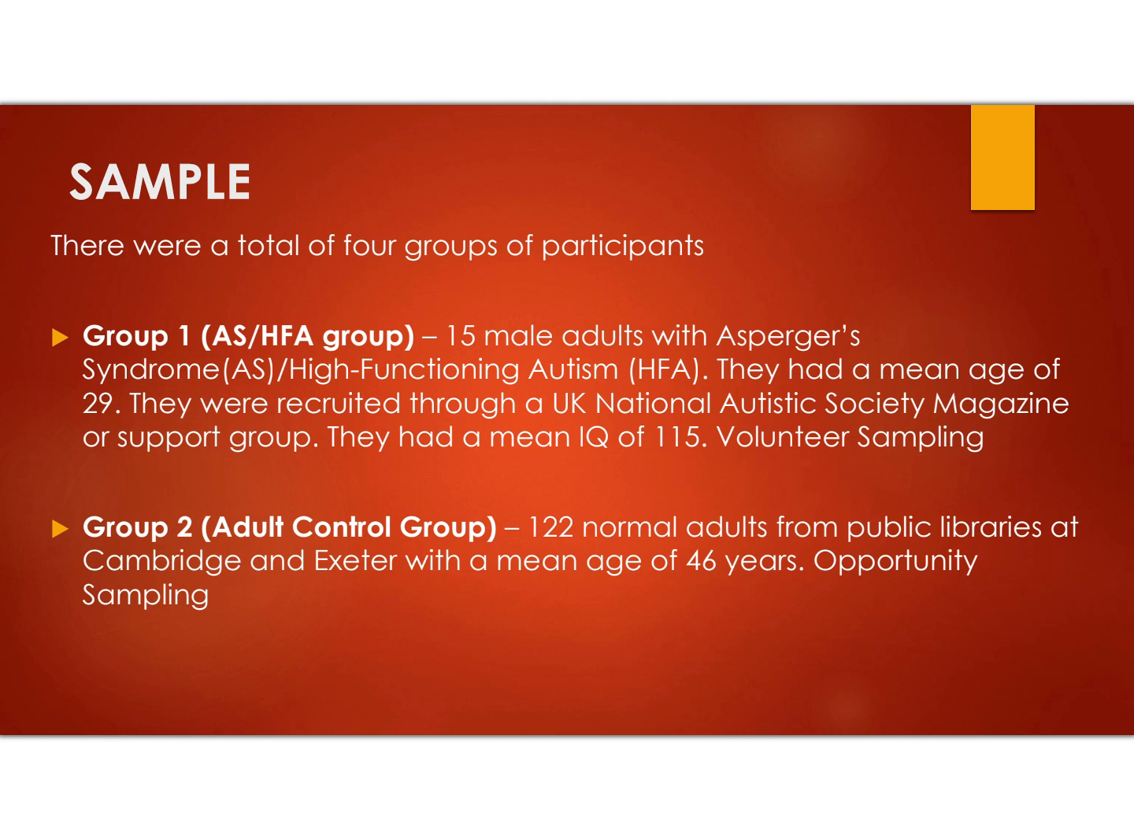So group 1 is called the AS/HFA group. This has all male participants. There are 15 of them. They're adults and they have Asperger's syndrome or high functioning autism. So this is your autistic group. They have a mean age of 29 years and they were all recruited through a UK National Autistic Society magazine or a support group. So they volunteered and their IQ test was taken.